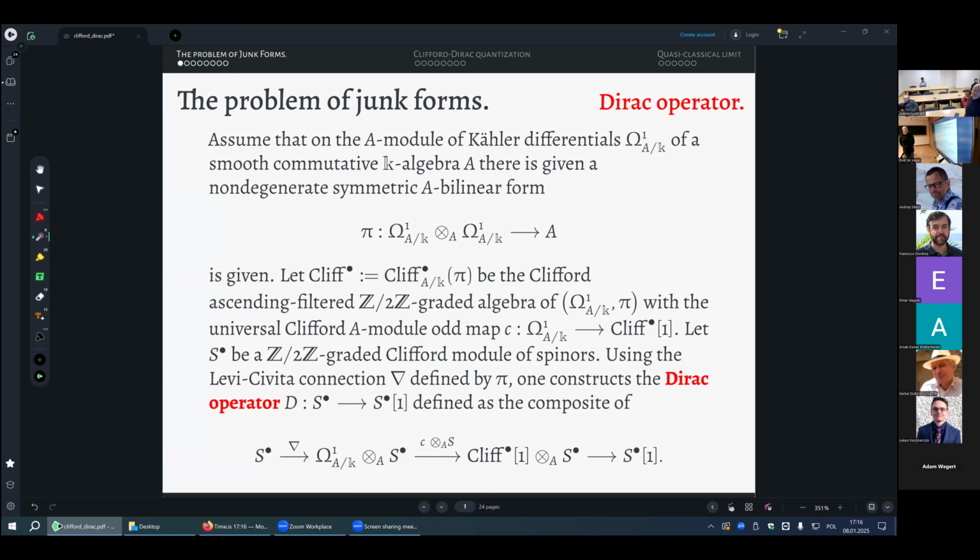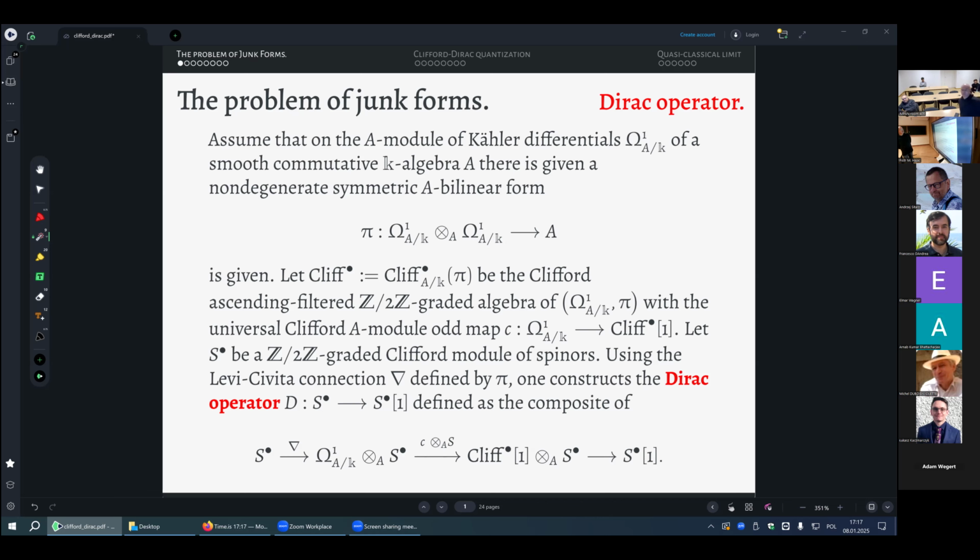You can think about this form, which is denoted by pi here, as, in a sense, the inverse of the Riemannian metric. Okay? Having this non-degenerate symmetric form on this module of differentials, we can generate the Clifford algebra. This Clifford algebra has a special structure: it is an ascending filtered Z2-graded algebra.